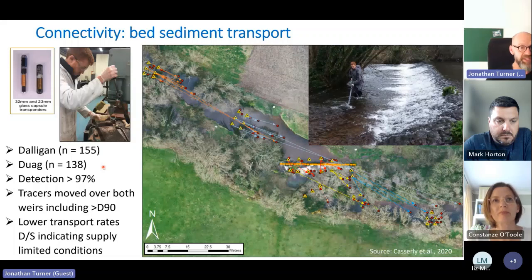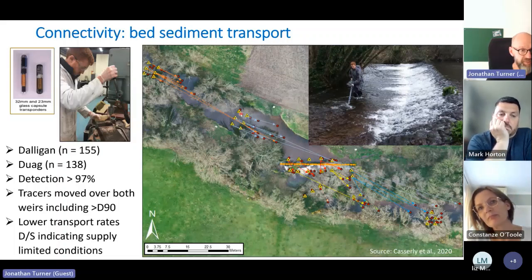Then we went back and found them, and it's a bit like using a metal detector type device, sweeping the riverbed and trying to pick them up. This is Colm Casserly, who was the PhD student who did the bulk of the work on this. This is part of Colm's PhD. We found about 97% of them, and this is an image showing the movement of these tracers. The initial position of the tracers is shown in these yellow triangles, and you can see the movement and direction of these tracers on subsequent visits.